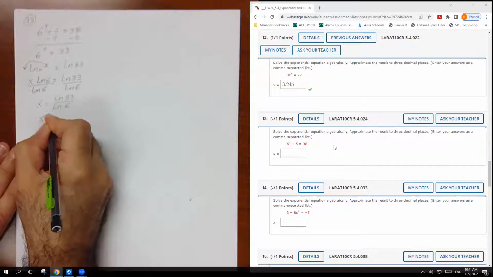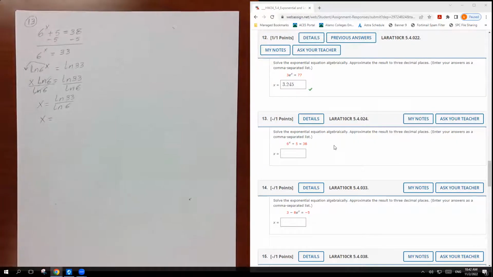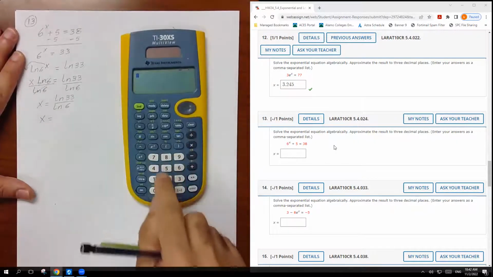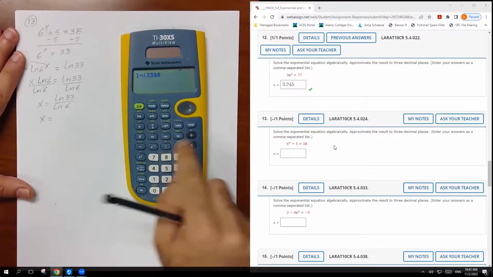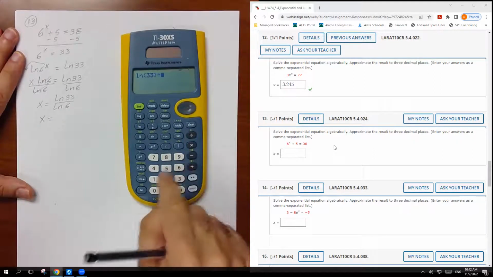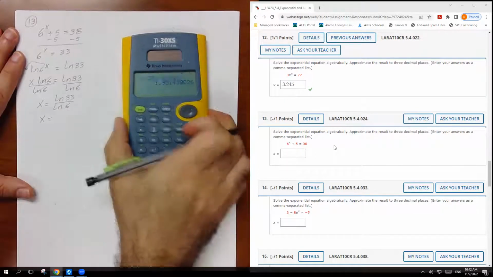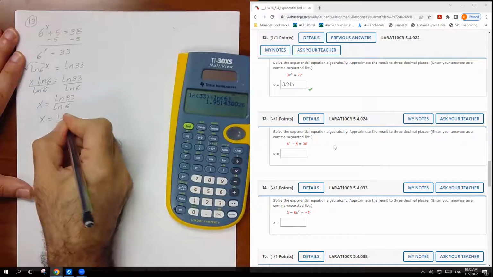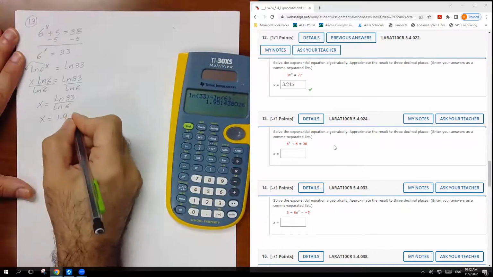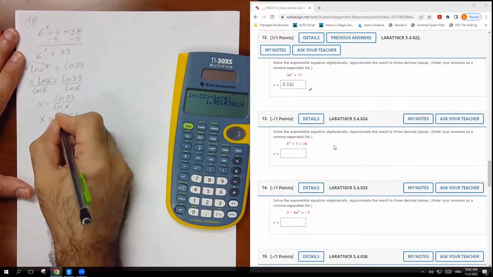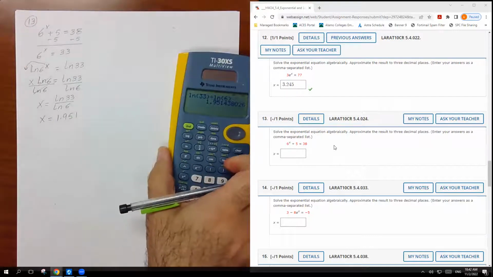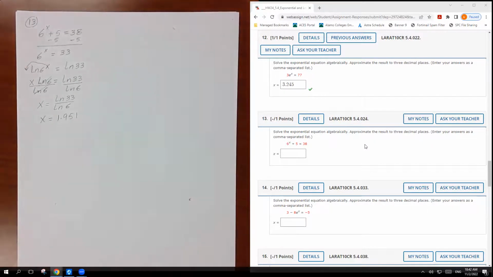That means x is going to be equal ln 33 divided by ln 6. And this one is going to be 1.951. That's it for this example. This is example 13. You're going to say 1.951.